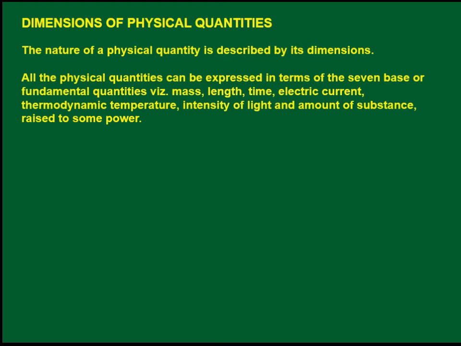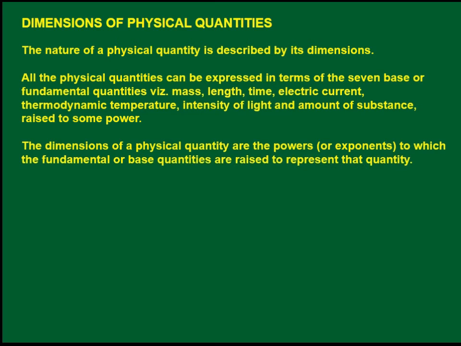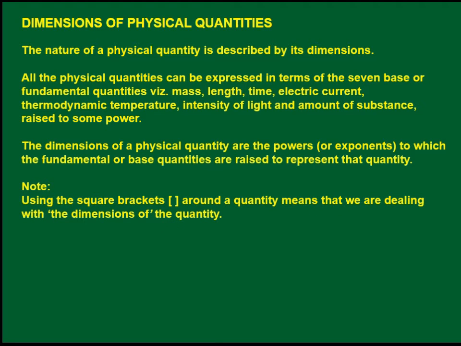The dimension of a physical quantity are the powers to which the fundamental or base quantities are raised to represent that quantity. A special note, using the square bracket around a quantity means that we are dealing with the dimension of the quantity. An example, dimension of volume within square bracket is L cube. Dimension of force within square bracket is M L T to the power minus 2. The dimension of energy is M L squared T to the power minus 2.